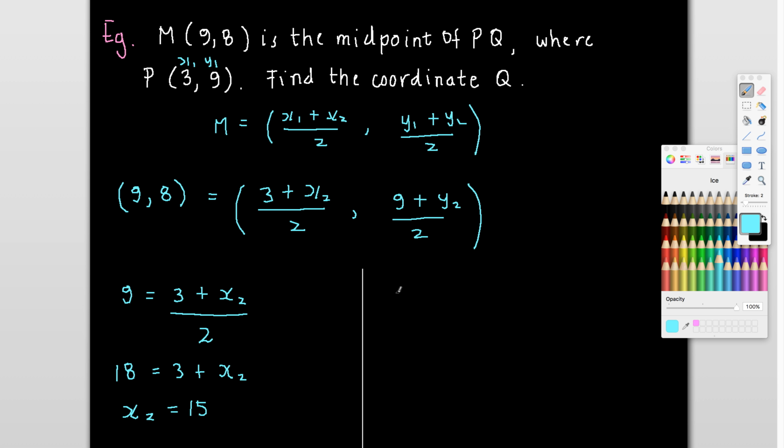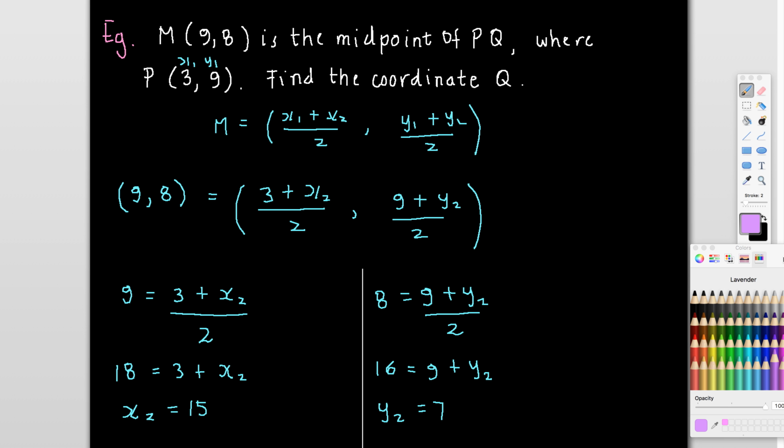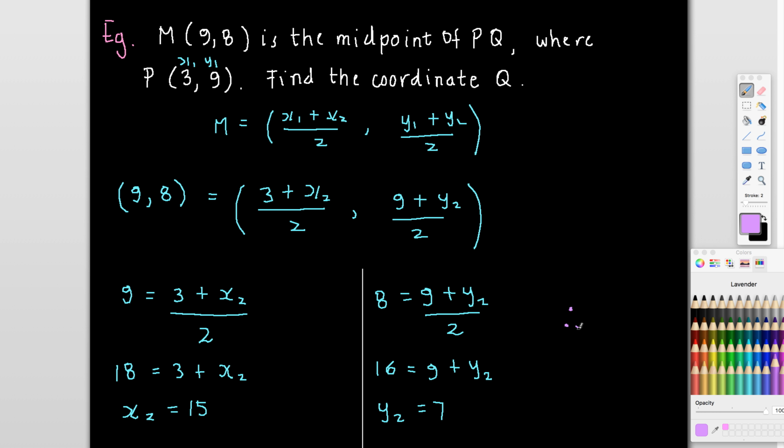I'll do the same with my y's. I know that the y coordinate is 8 in my midpoint, and I know that's got to be equal to (9 plus y2) on 2. So 8 times 2, so 16 equals 9 plus y2. So of course y2 is equal to 7. That means, I'll just use a different colour so it's nice and clear and move this out of the way. Therefore, my coordinate Q is (15, 7). And that would be my final answer there.